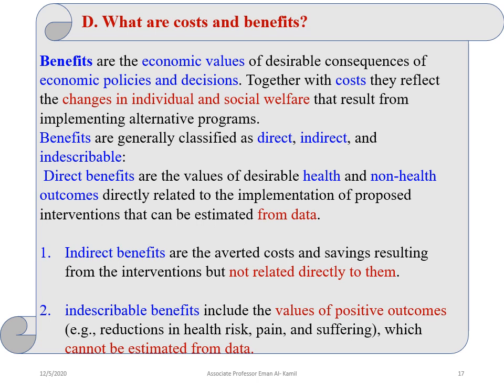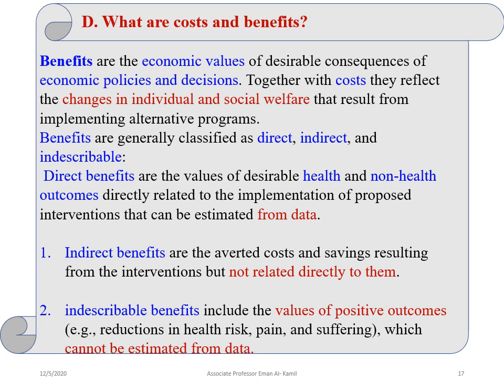So the indirect benefits are the averted costs and savings resulting from the interventions but not related directly to them. هذه شو معناتها؟ اللي هي المصاري اللي we are saving، اللي حصلناها حوشناها، لكنه it is not directly related to the program. And we are going to give examples.